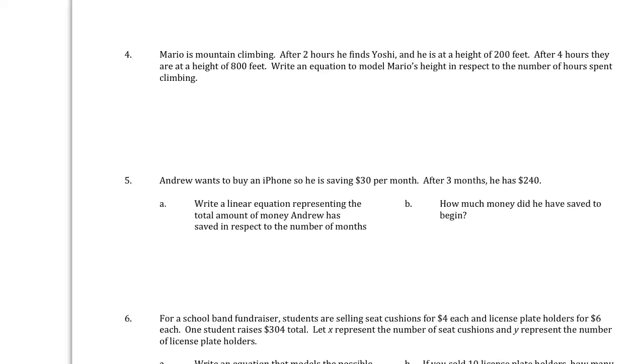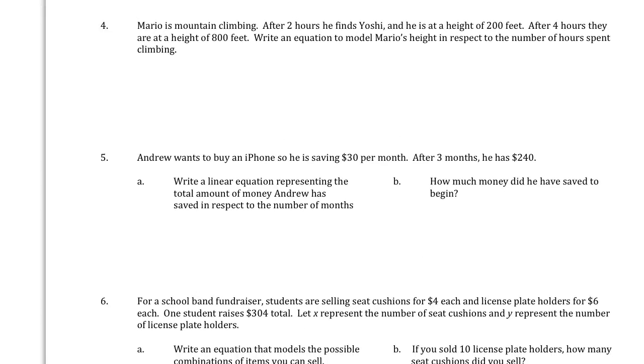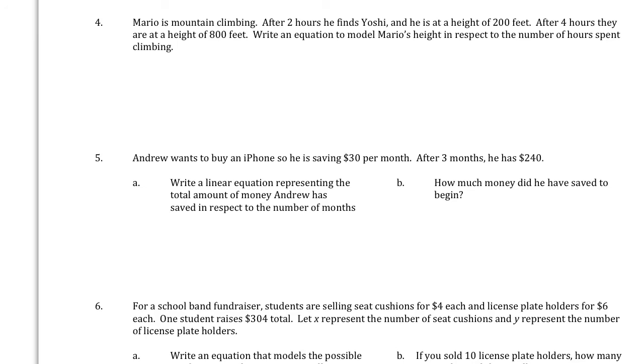The next one we're going to do is number 4. Oh, and there's two number 4s. So we're going to do the second number 4 about Mario. Mario is mountain climbing. After 2 hours, he finds Yoshi, and he is at a height of 200 feet. After 4 hours, they are at a height of 800 feet. Write an equation to model Mario's height with respect to the number of hours spent climbing.